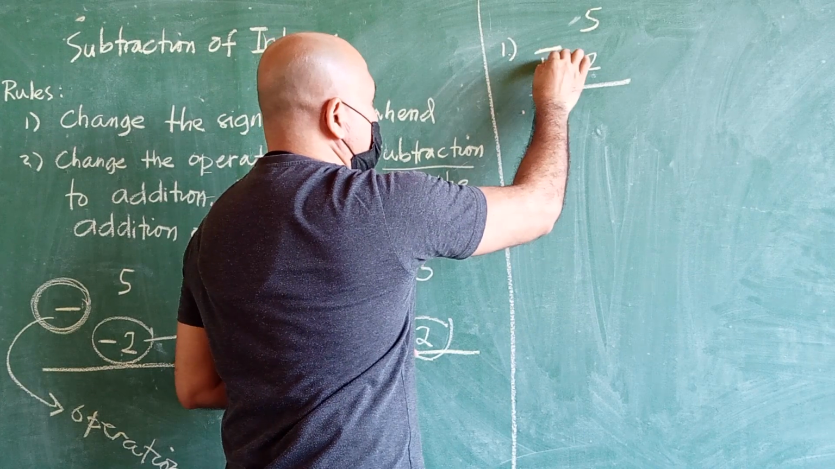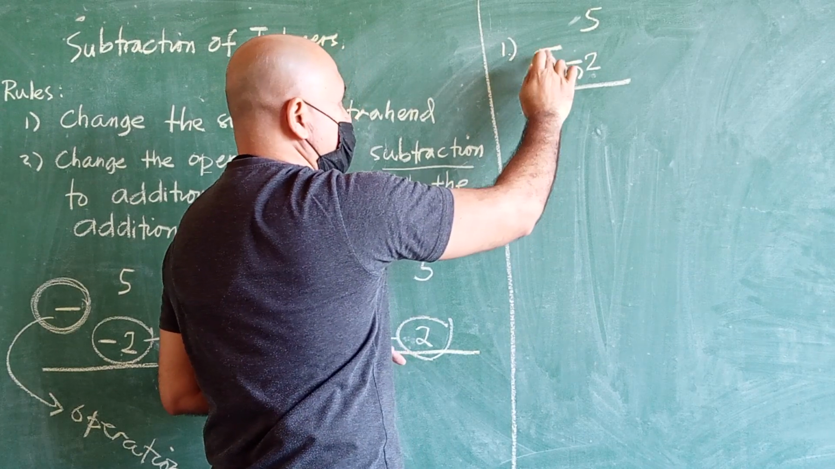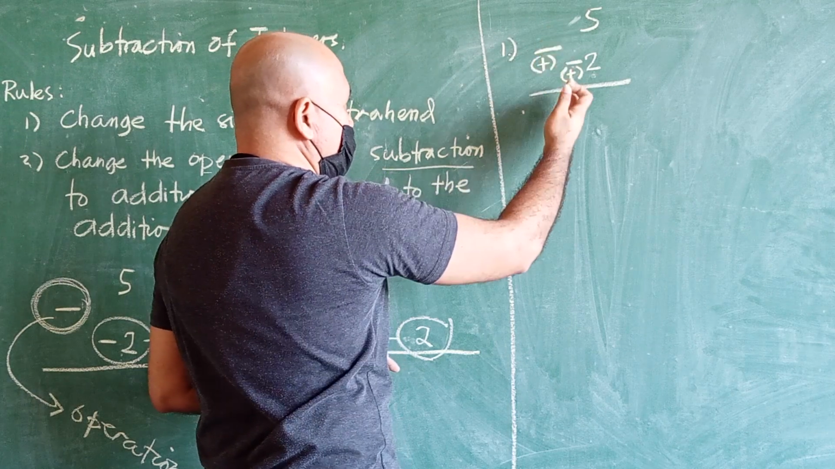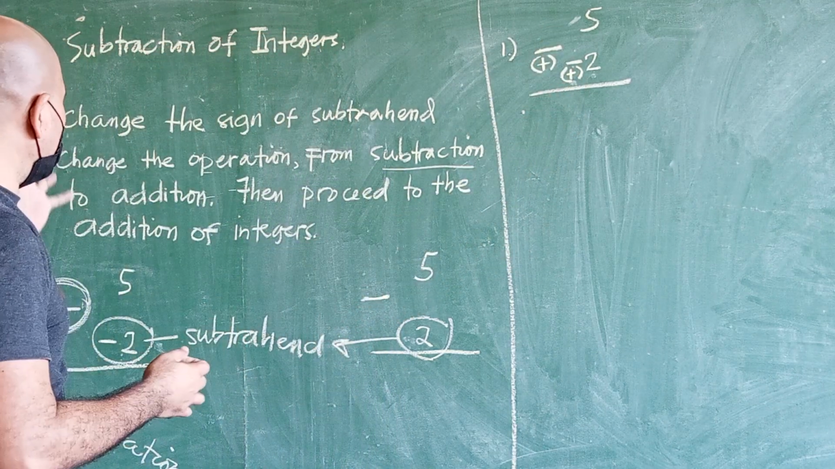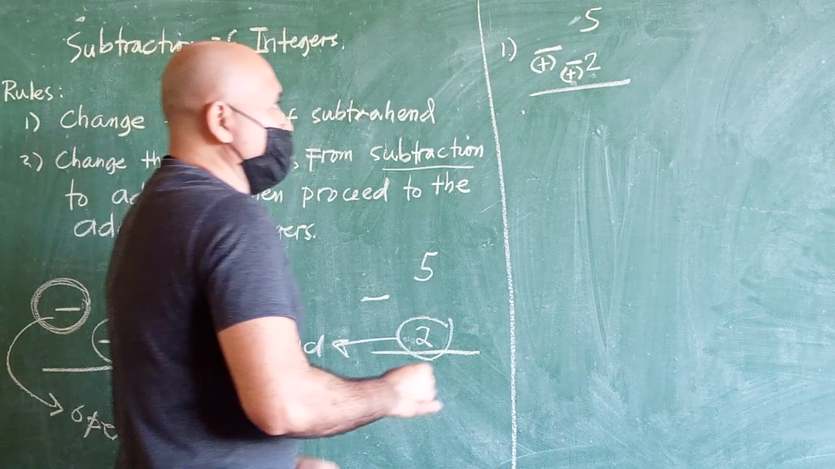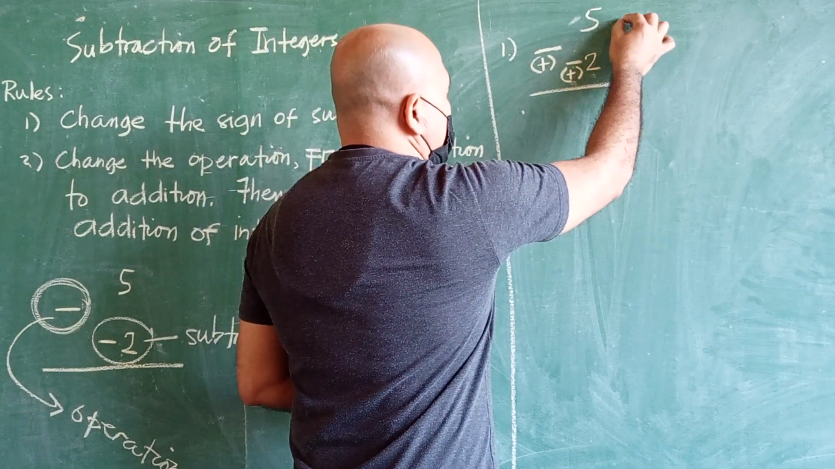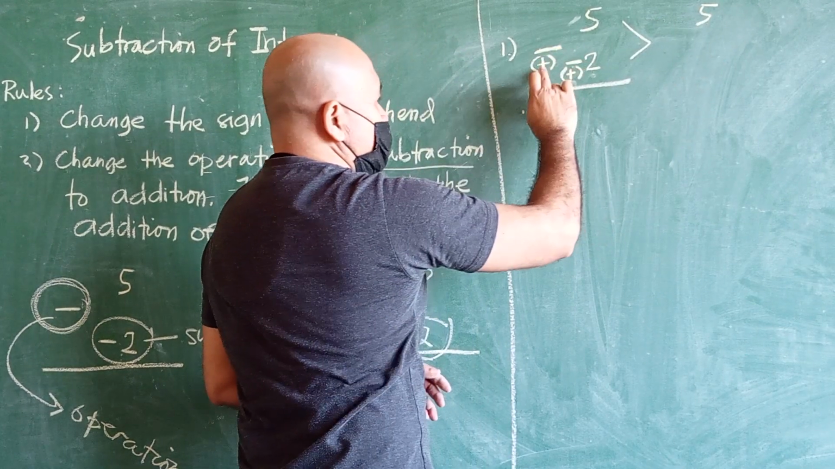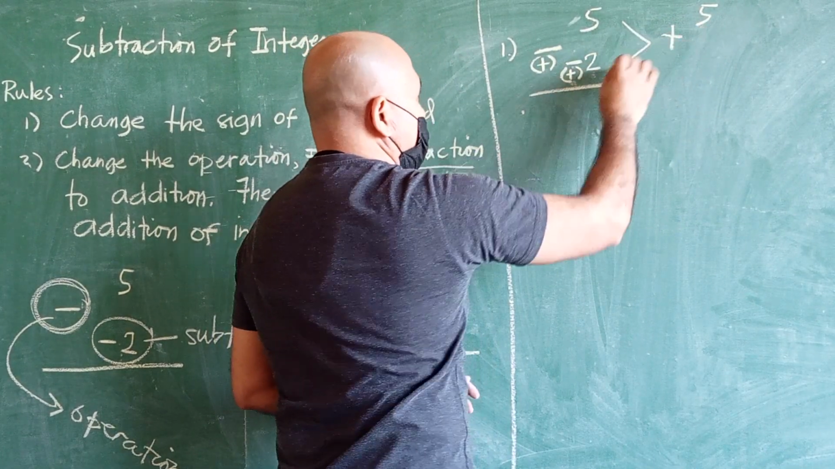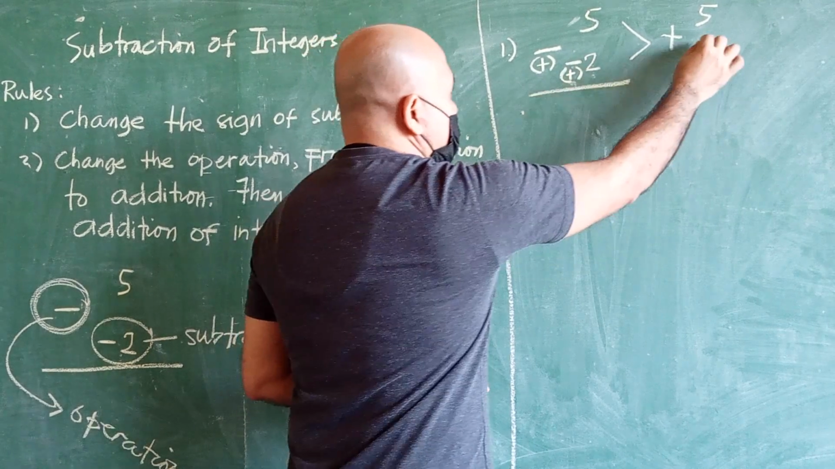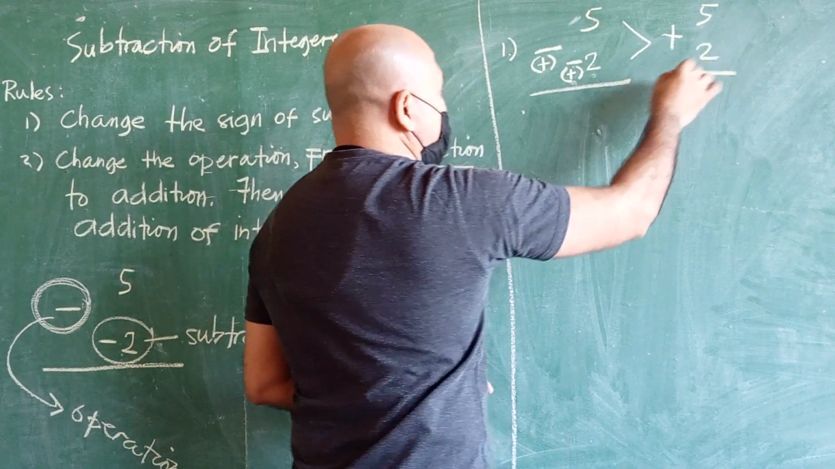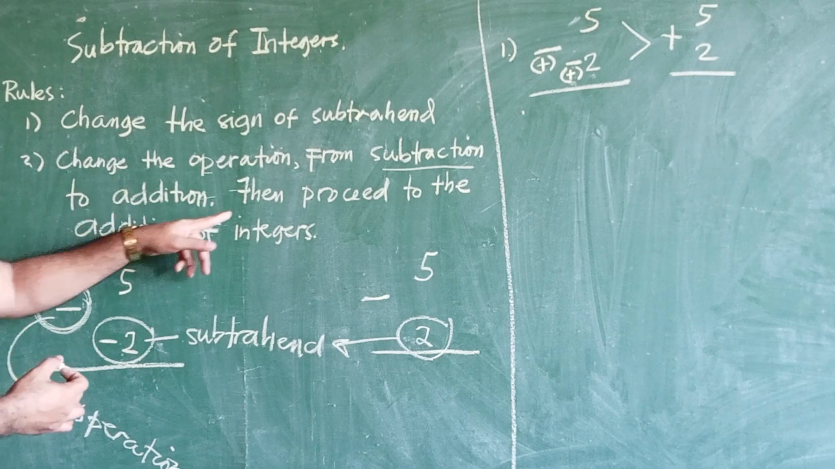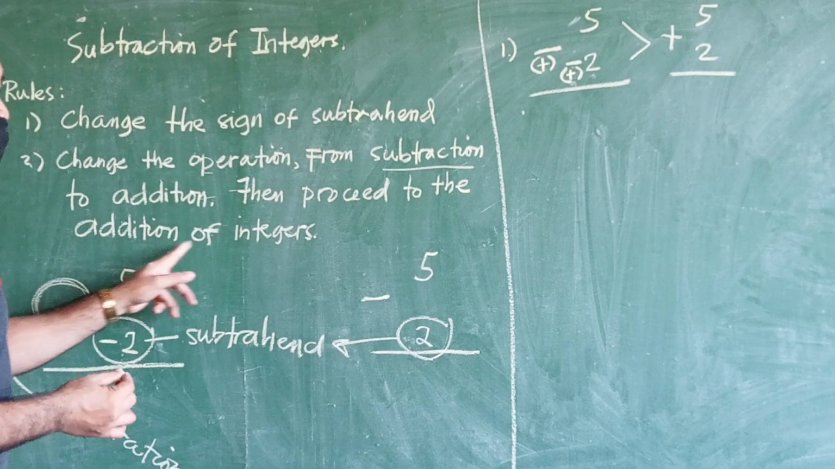Minus becomes plus. Change also minus to plus, or subtraction to addition. So this is how you apply the rules in subtracting integers. If you try to rewrite this one, this will become 5, minus becomes plus, and then negative 2 becomes positive 2. After changing all the signs and operations, what's next? Then proceed to the addition of integers.